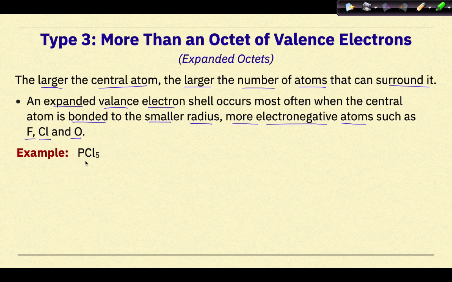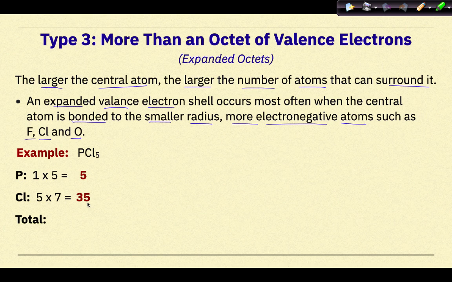So let's look at the example PCl5. So we have one phosphorus, 5 valence electrons, for a total of 5 electrons involved. Then we have chlorine, 5 of them with 7 valence electrons apiece for a total of 35 electrons.